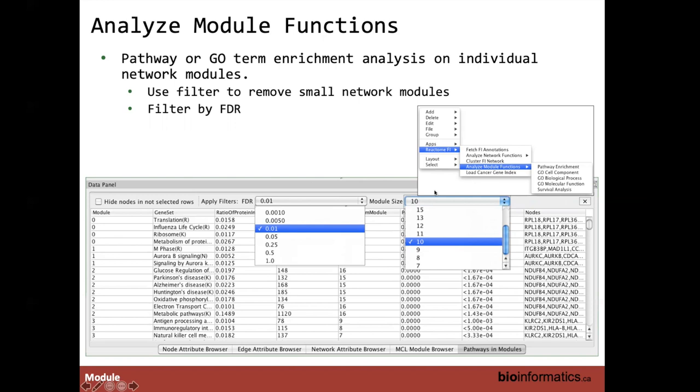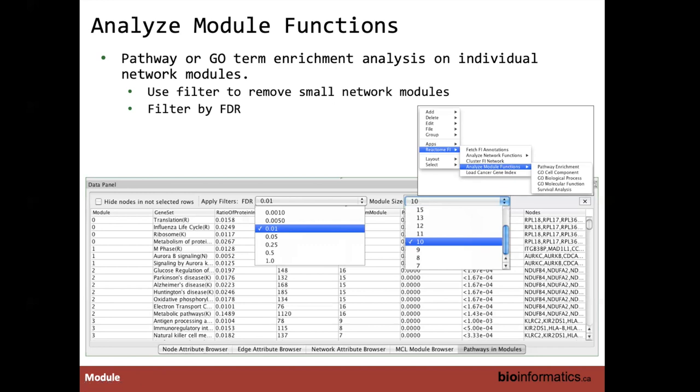Now, the results of the enrichment analysis are these tables. The first column indicates the associated module within the network. By default, the module numbering starts at zero, so bear that in mind. And then you have the gene set, and each letter here represents the source database. So R is for Reactome, K is for KEGG, for example. And then there are additional numbers, the ratio of proteins in the gene set and so forth, and in the module.